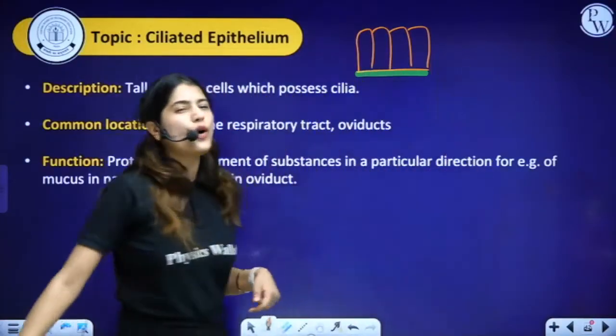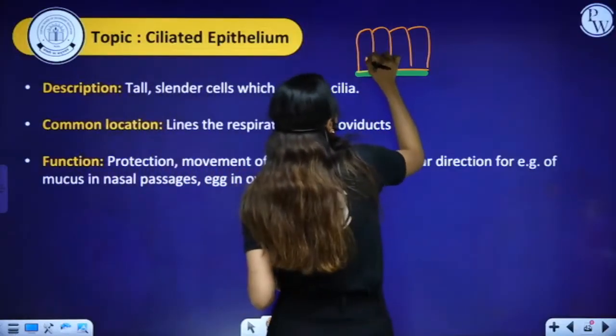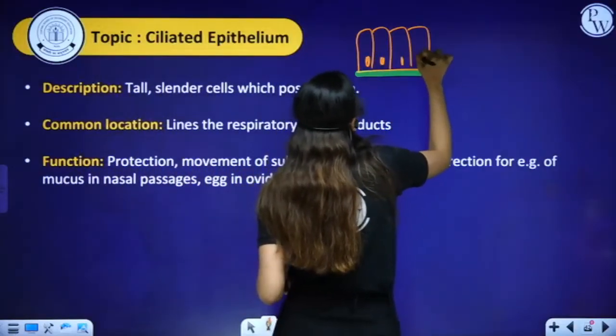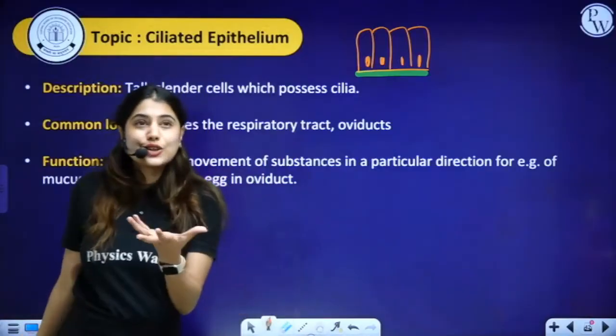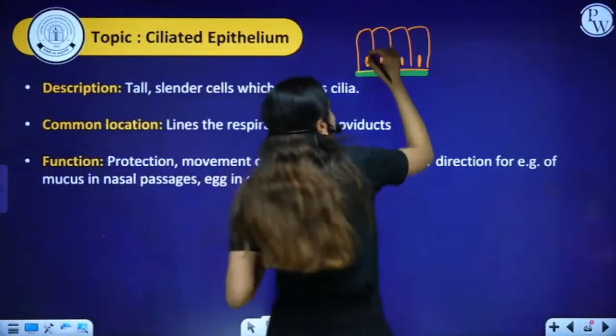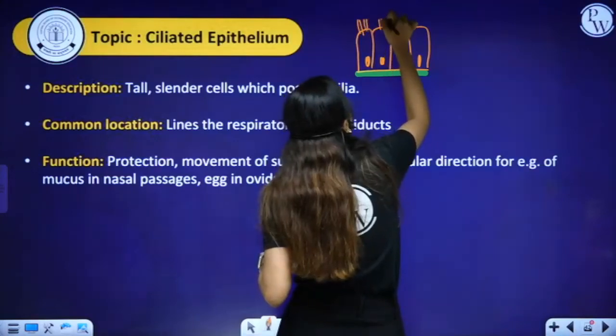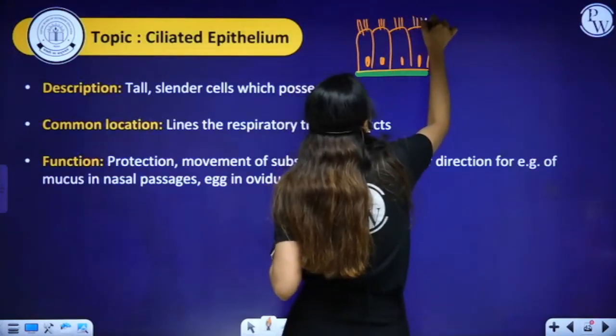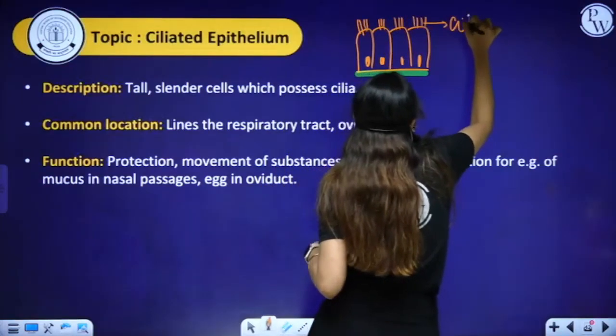The cells are going to be tall. Yes, the nucleus will be at the base. Yes, we have these columnar cells. Now what is so special about them? They have hair-like structures on top of them, called cilia.